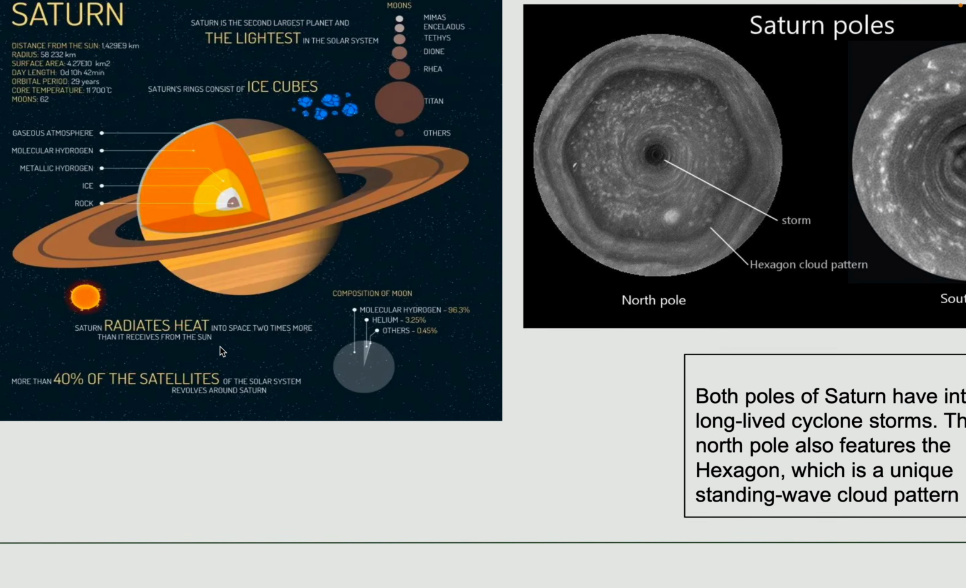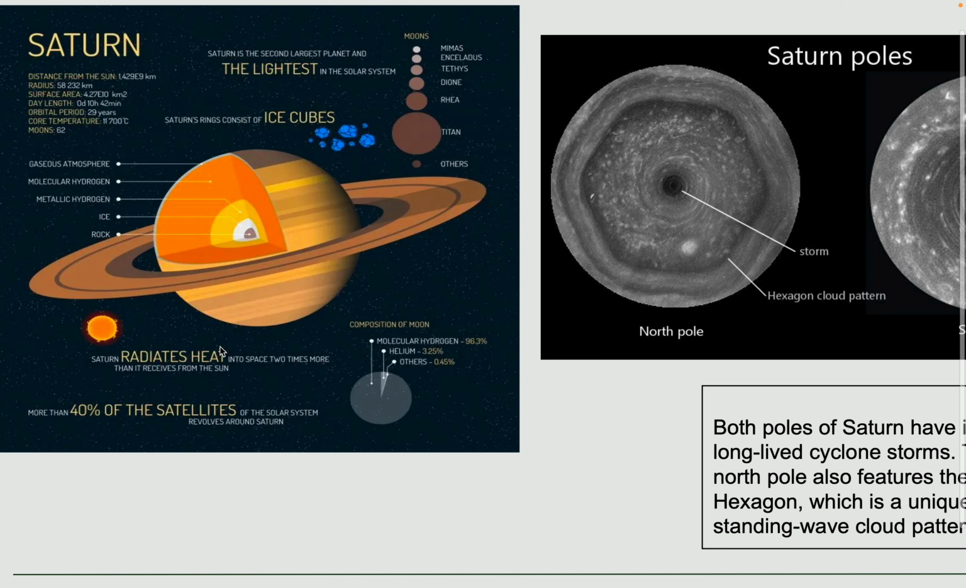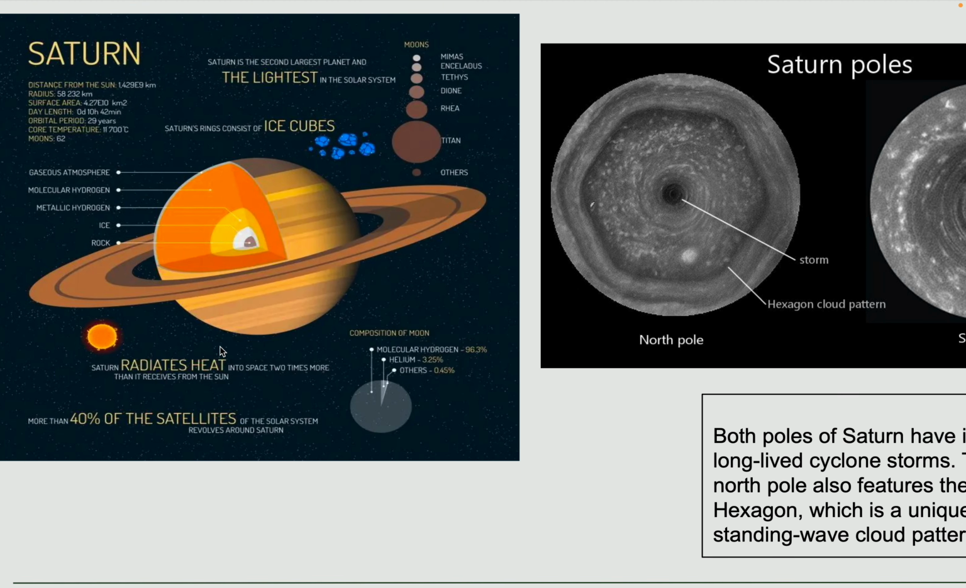So Saturn is after Jupiter. It has a radius of about 60,000 kilometers. It has a day length of about 10 hours 42 minutes. It has an orbital period of 29 years. That is, it orbits the Sun in 29 years. It has a core temperature of about 11,000 degrees Celsius.